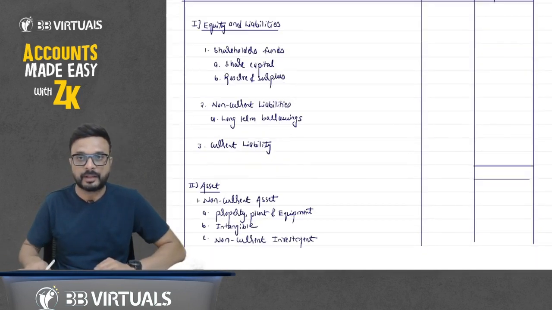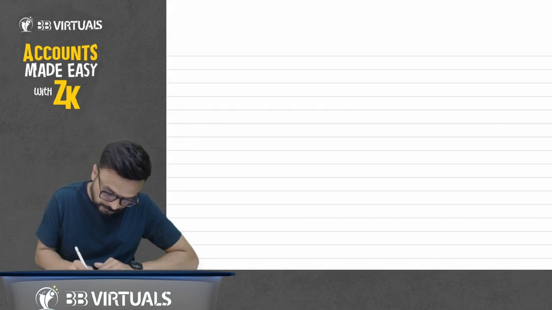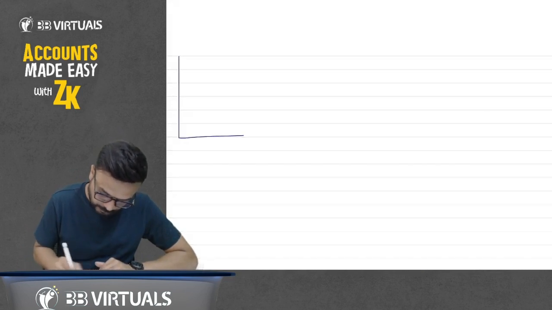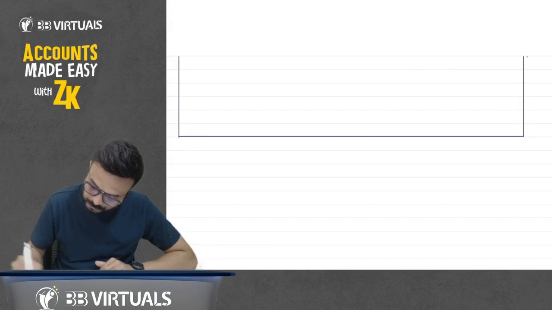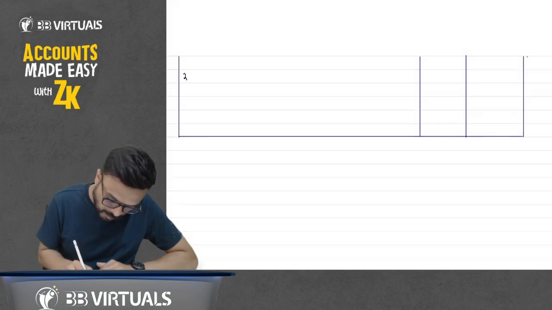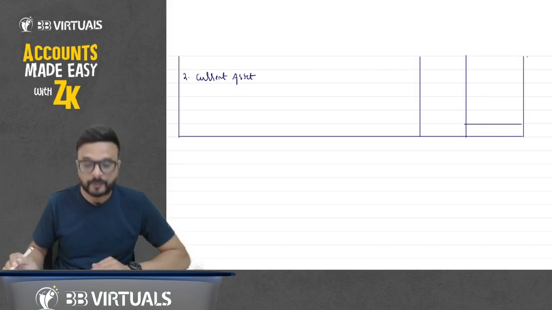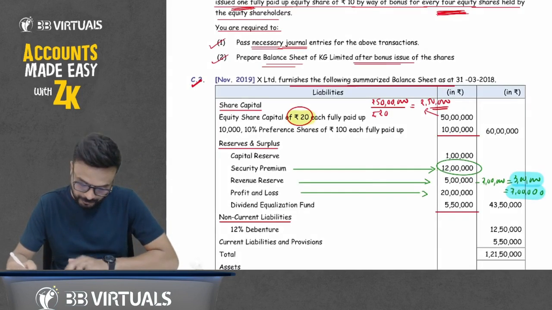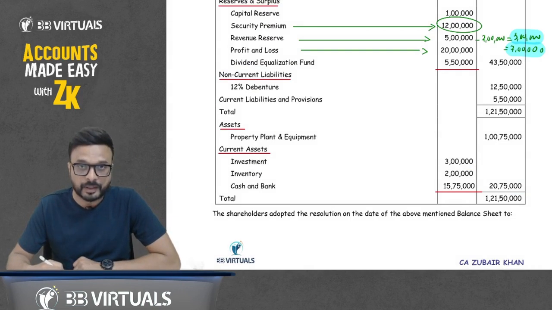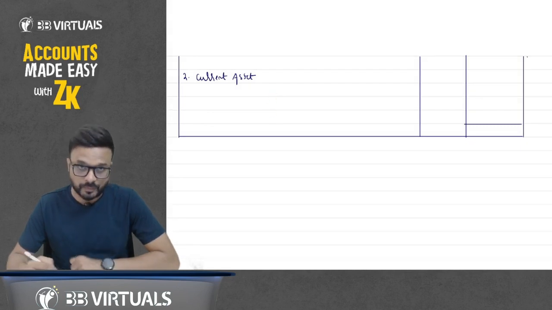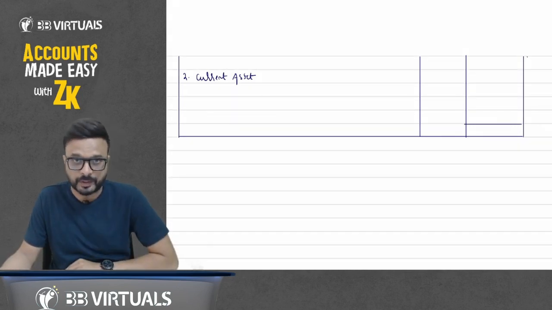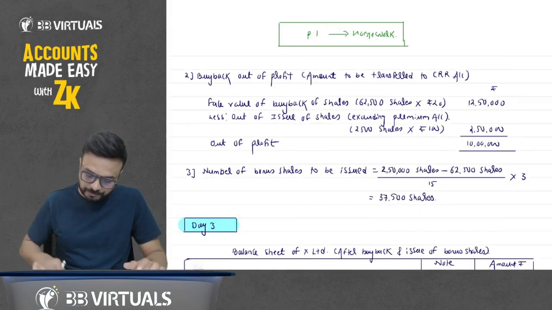Write down continuation. Okay, I'm writing in the next page. Current asset. Then keep the space for 4-5 lines in current asset, because here in current asset you can see 3 items are given: investment, inventory and cash and bank balance. So keep this space for 3-4 lines in current asset and then write down total there. Now working note, notes to account.